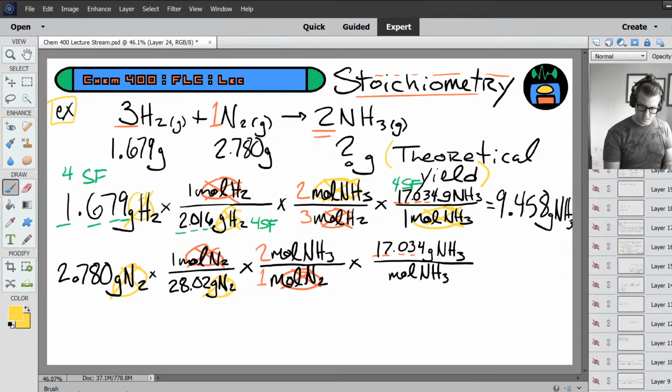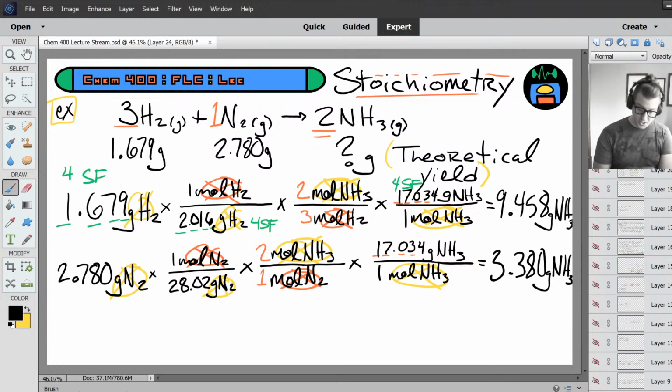Moles of ammonia cancel moles of ammonia. And now we're ready to crunch our numbers. So 2.780 divided by 28.02 times 2 times 17.034. All right, this is 3.380, again, 4 sig figs, grams of ammonia.